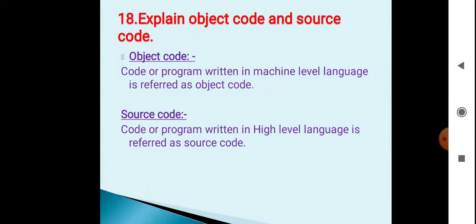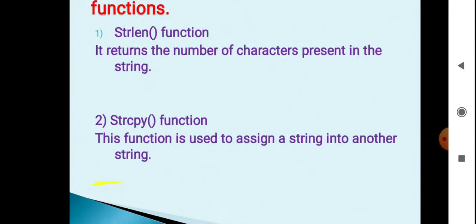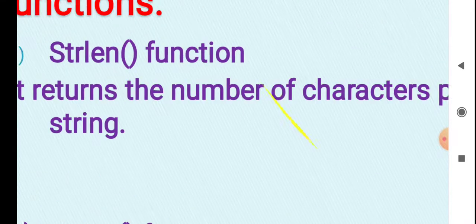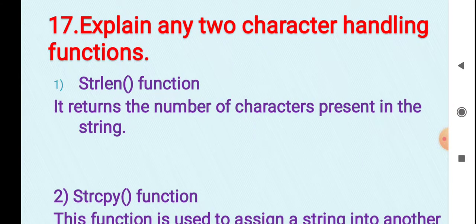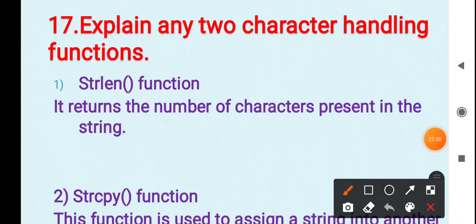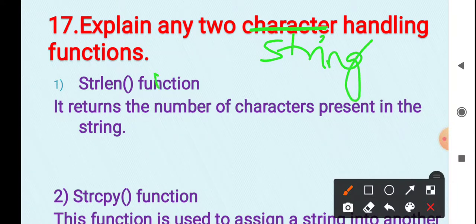Okay, so the next question is: explain any two character handling functions. Actually, explain any two string handling functions. String handling functions include functions like string length and string copy.